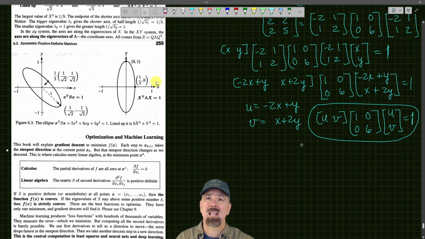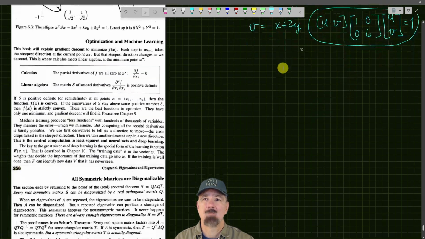So he uses capital X's and capital Y's. I use U and V's just because that's a more common structure than using the capital letters. But this is the idea of how he's working with the ellipses. I just wanted to run through that second example.